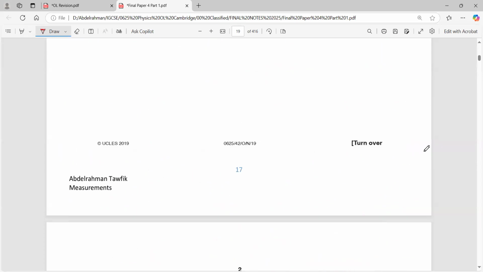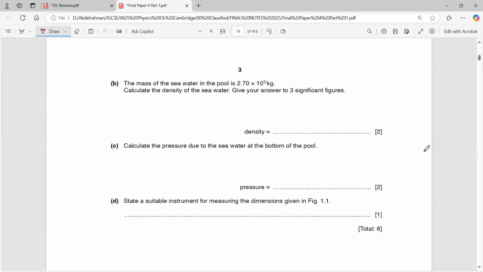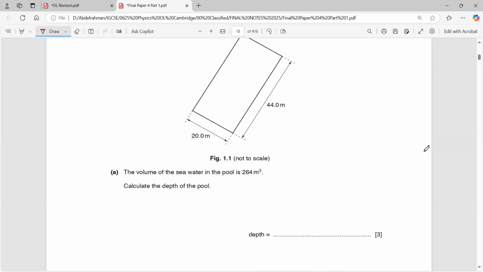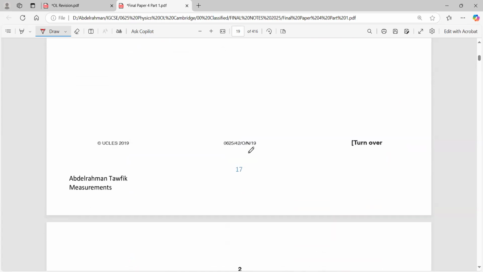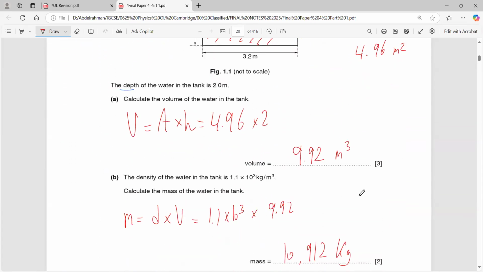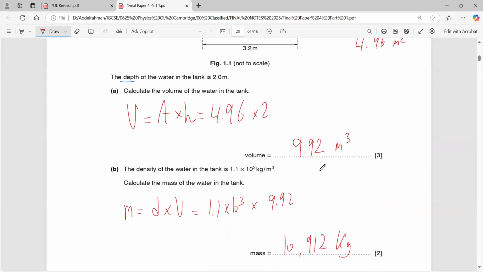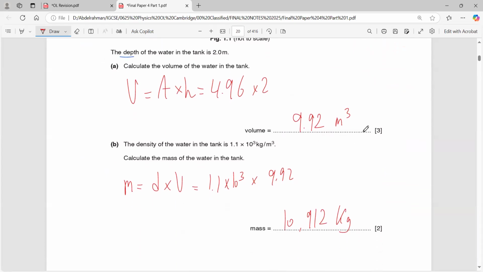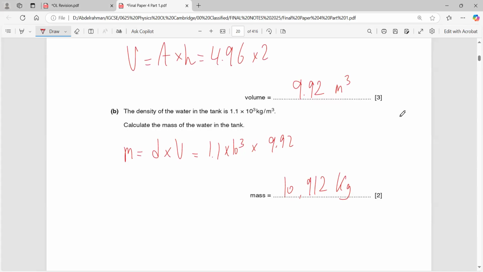Any questions so far, guys? Again, this is the same question. The answer below gave me 10,890. That's because you used 9.9, not 9.92. It could differ, but for the final answer my mass is 10,912. Is this the best answer to write? No, it's not the best answer to write. Your answer is right.